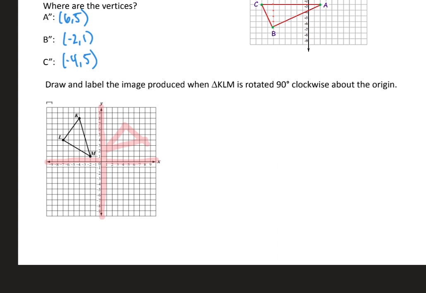Now we're going to plot our points. So here's 1 point. And then our next point is right here. And then the last point is right here. So this is M prime, L prime, and K prime.